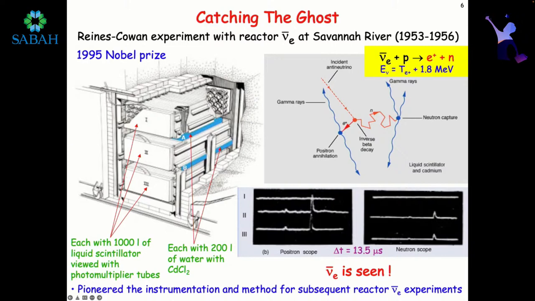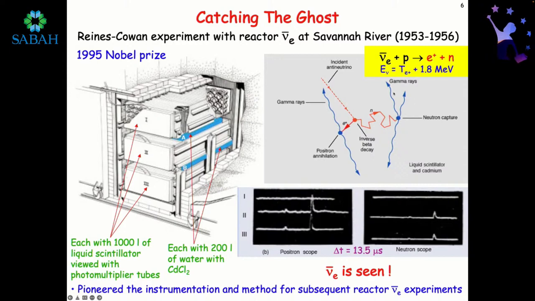And eventually, the gamma rays will be converted into just a burst of light, such as shown down here using an oscilloscope. So you can see, there's the signal coming from the annihilation of the positron.